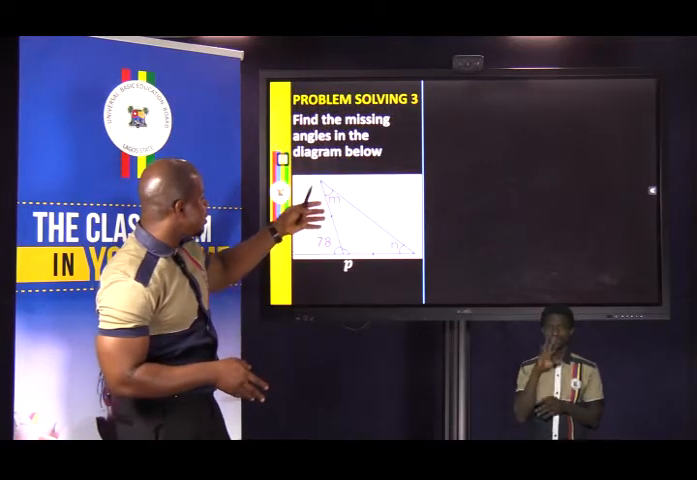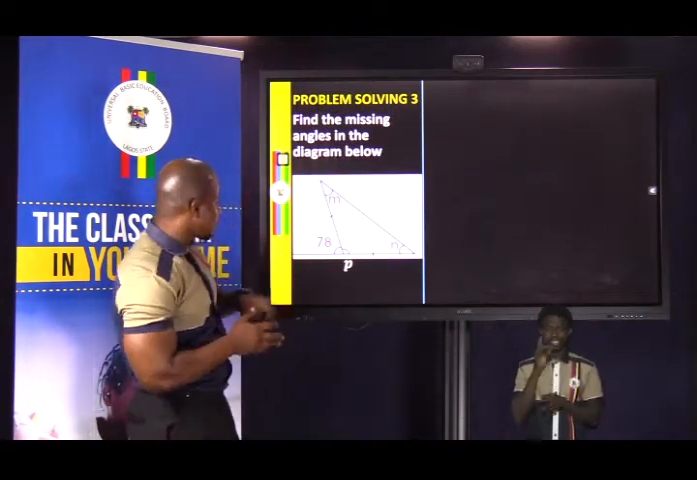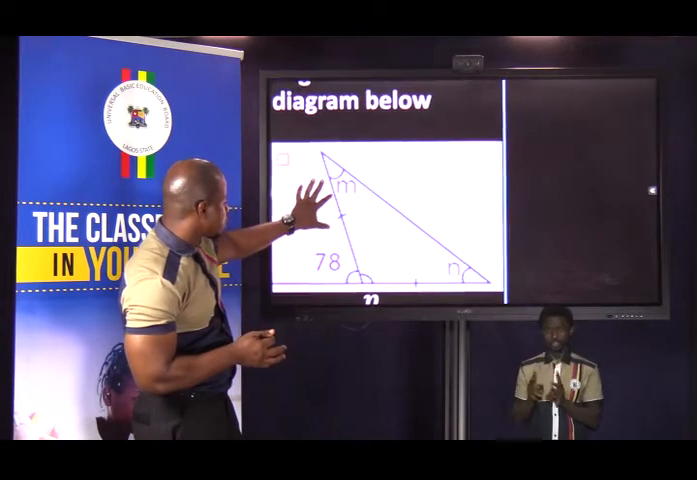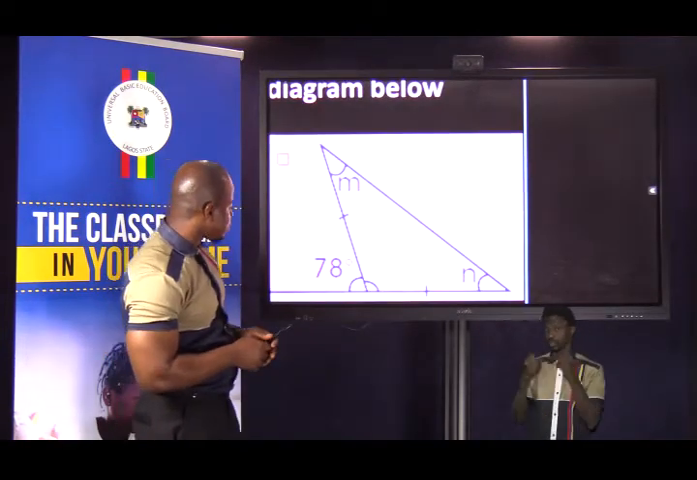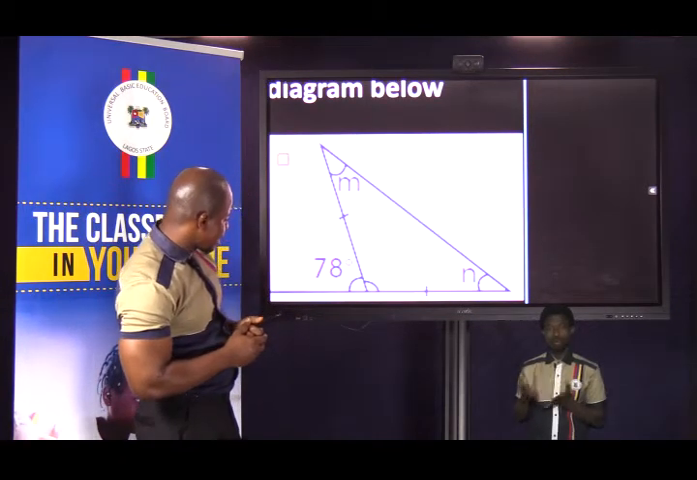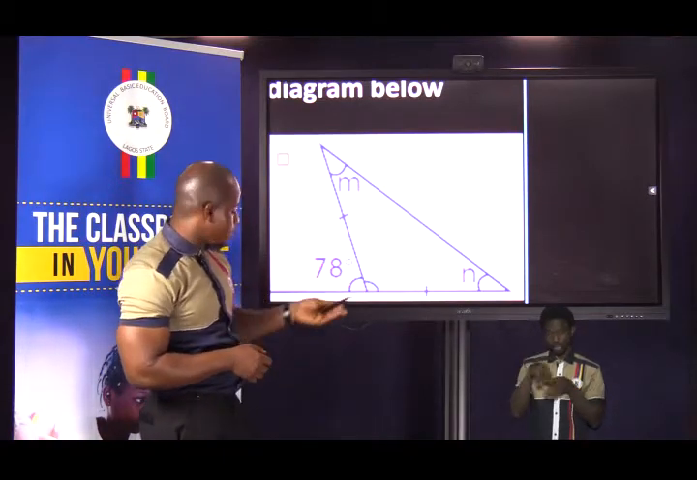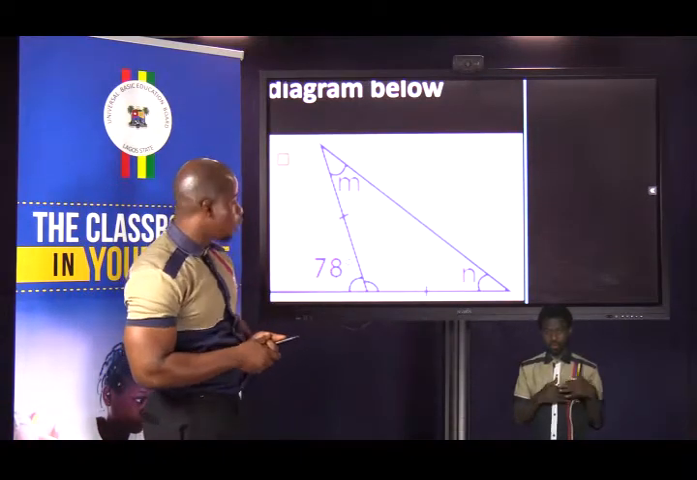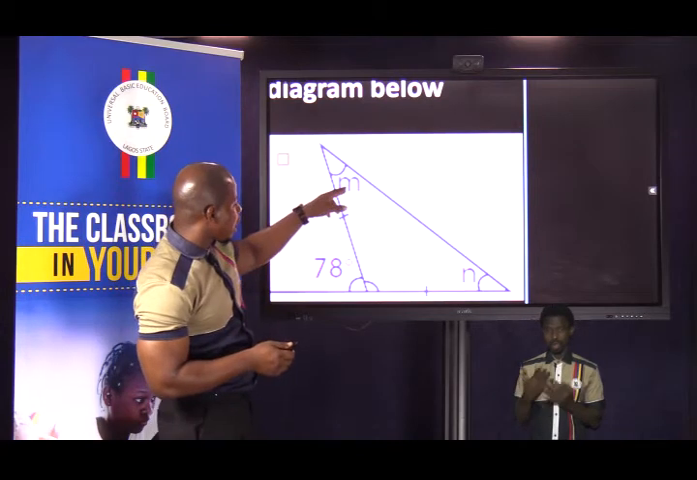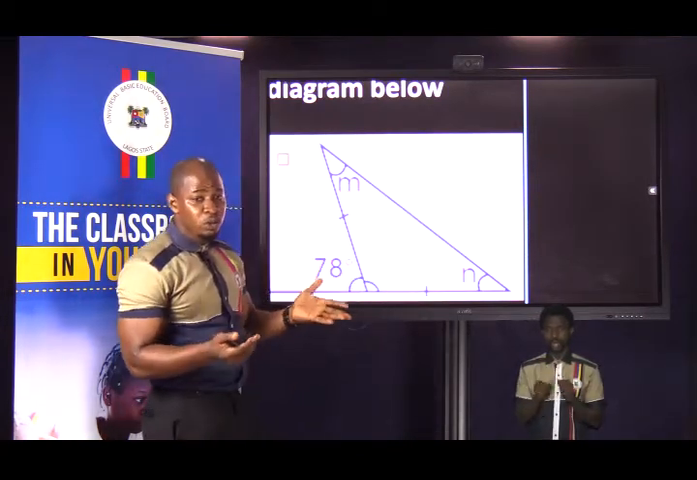We are to find the missing angles inside the triangle. And if you study this diagram critically, there is nothing to go on except the fact that the outside angle here is 78. We do not know the interior angle beside that exterior angle. We now are asked to find the other two angles. But what else do we notice?